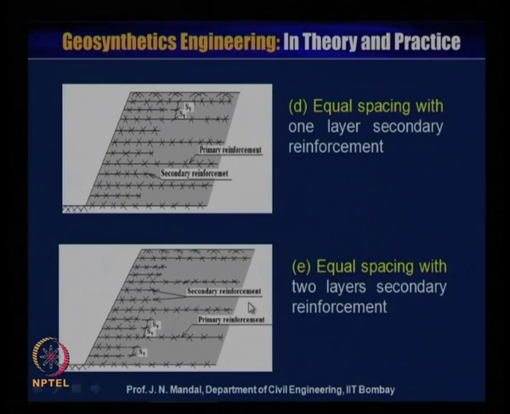You can see equal spacing with one layer of secondary reinforcement. The larger one is the primary reinforcement. In between, you can see a small length, or short length, of reinforcement, which you call the secondary reinforcement. The spacing is the same, but you can provide some secondary reinforcement. So it is equal spacing with one layer of secondary reinforcement, or equal spacing with two layers of secondary reinforcement.